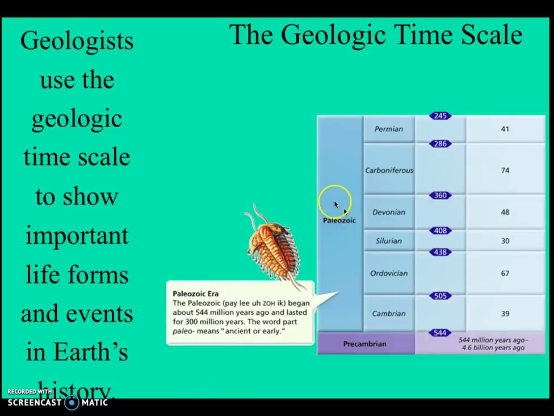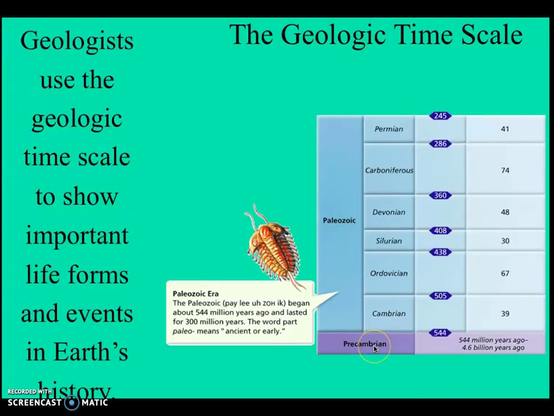All right, now on to the Paleozoic era, and we can see from the geologic time scale that the Paleozoic era started about 544 million years ago. And from our information box here, we can see that the Paleozoic era lasted 300 million years. And using our stems, paleo means ancient life.